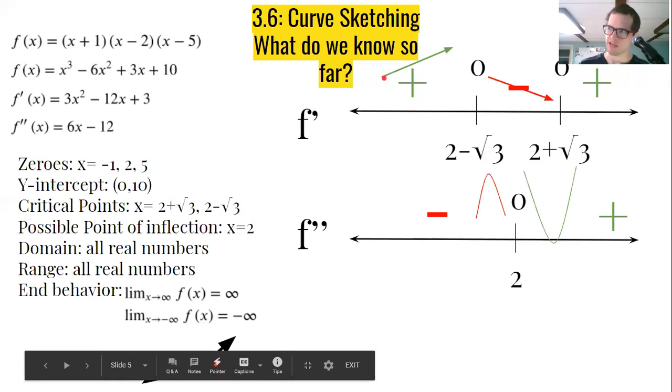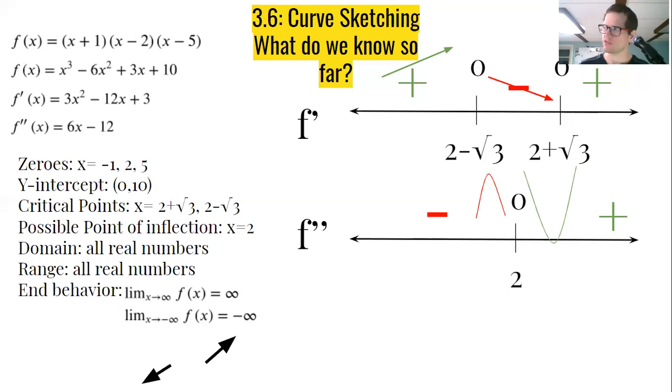So it's going to increase, decrease, increase, which tells me there's a maximum at 2 minus square root of 3. And since it decreases then increases, there's a minimum at 2 plus square root of 3. It's negative here, so it's concave down up to that point, and then it's concave up afterwards. So it really is a point of inflection. Hot diggity. So we have pretty much all the information that we need.